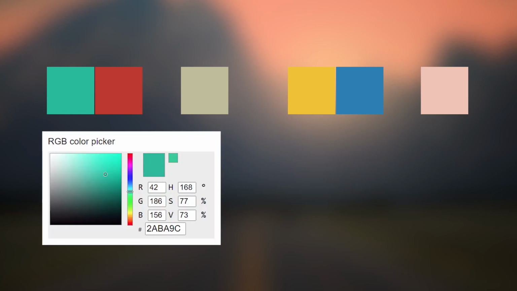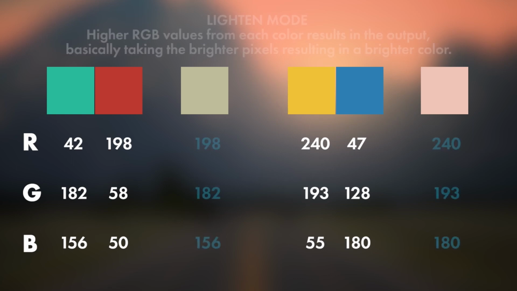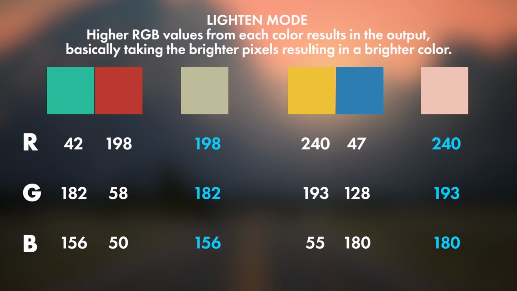Every color has RGB values. For example, here are the values for the first color. There are color picker apps on mobiles too if you wanna try. Now I'll put the values of each color below. Now we'll take the higher value from these two numbers and paste it here. So this is how we get the final resultant colors for lighten mode. Because of the higher values, the colors also get brighter.